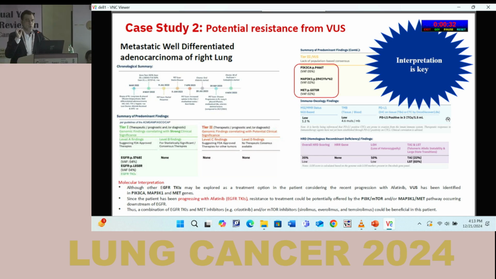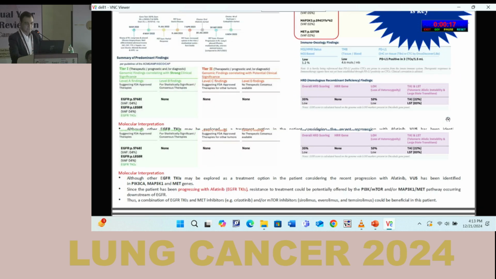When you look at the close proximity of those two mutations, MET particularly was very close to the exon 14 mutation and has a similar biological molecular impact. Therefore, that is the reason leading to resistance to TKIs, and a combination approach is better there.